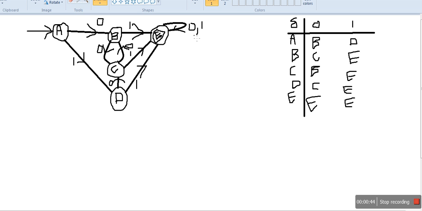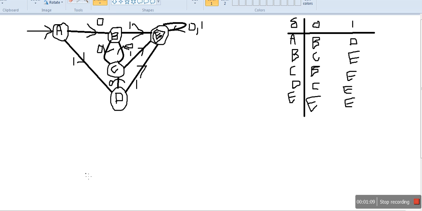State B on 0 goes to C, and state B on seeing 1 goes to E. C on 0 goes to B, C on 1 goes to E. D on 0 goes to C, D on 1 goes to E. E on 0 and 1 both goes to E.